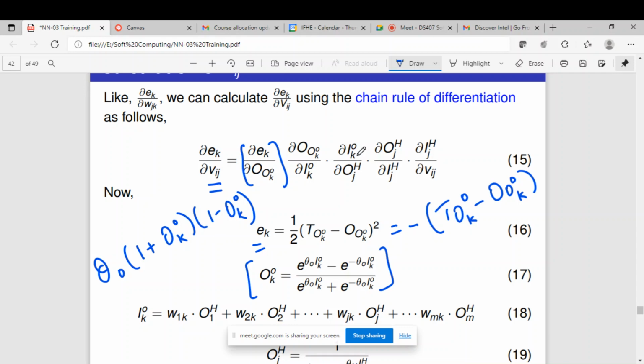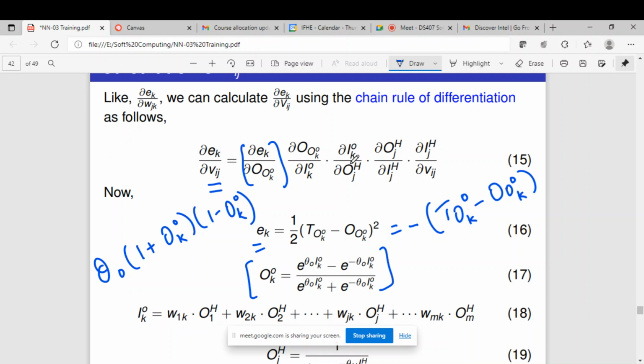So then, derivative of I_k^o with respect to O_j^h. For that, first you should know what is I_k^o. I_k^o means input to the kth neuron of the output layer. So input to the kth neuron of the output layer is nothing but what?